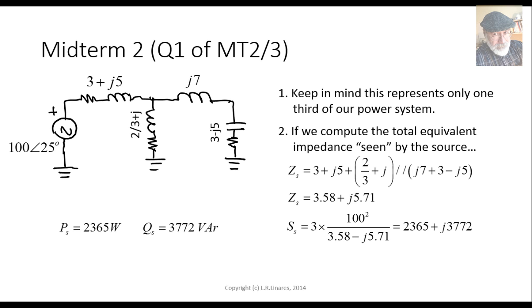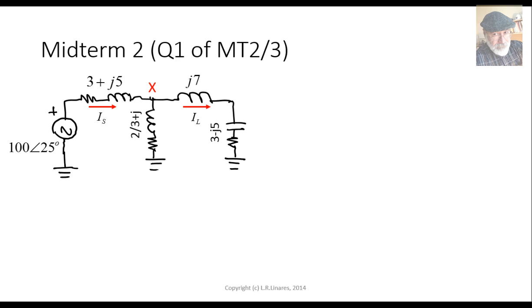Power delivered by the source. Now we get to compute the power absorbed by each one of the three-phase loads. Well, this is what I'm going to do. I will compute Vx, the voltage at that node X. Why? To do exactly the same again. I find Vx RMS squared divided by the conjugate of that impedance, 2/3 plus j. So I found the conjugate divide. And that I multiply times 3 to get the power in the delta.